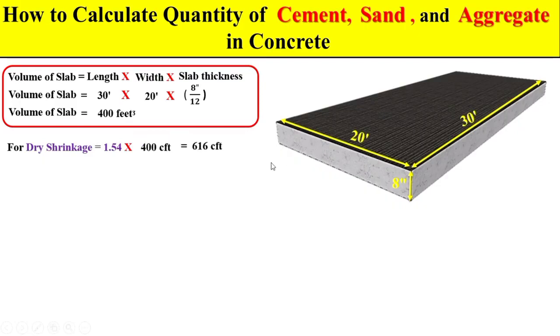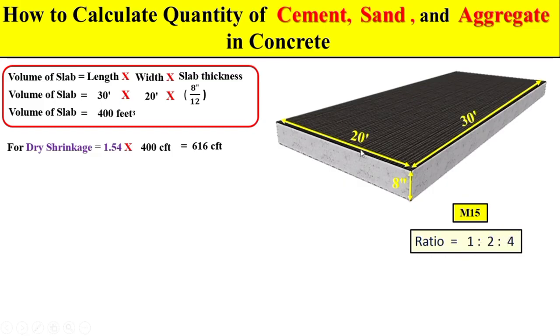Okay, and now dear students, if we use the M15 grade of concrete in the slab, the M15 grade of concrete is 1:2:4, where 1 represents the quantity of cement and 2 represents the quantity of sand and 4 represents the quantity of aggregate.